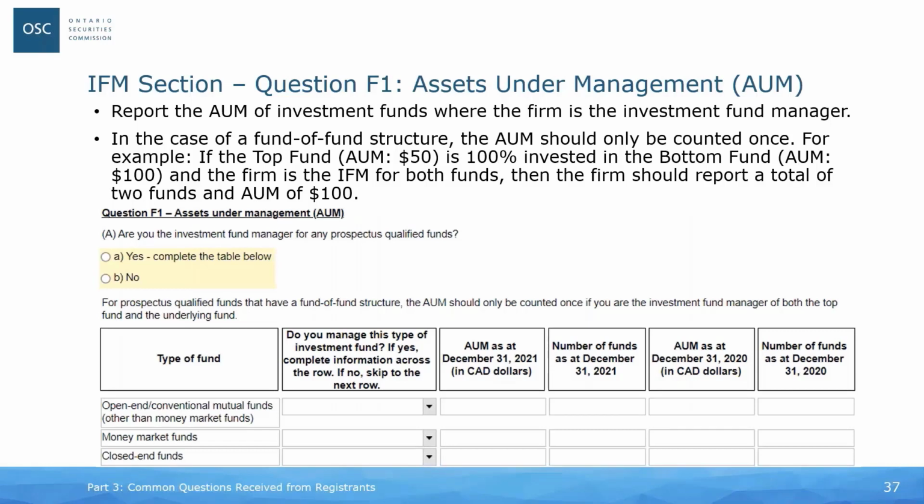So the first question we'll be looking at is question F1, assets under management. This question asks the firm to provide the assets under management where the firm is the investment fund manager. If the firm has a fund-of-fund structure, the AUM should only be counted once. For example, and as illustrated on this slide, if the top fund has an AUM of $50, which is 100% invested in the bottom fund, which has an AUM of $100, and the firm is the IFM for both funds, then the firm should report a total of 2 funds and AUM of $100.